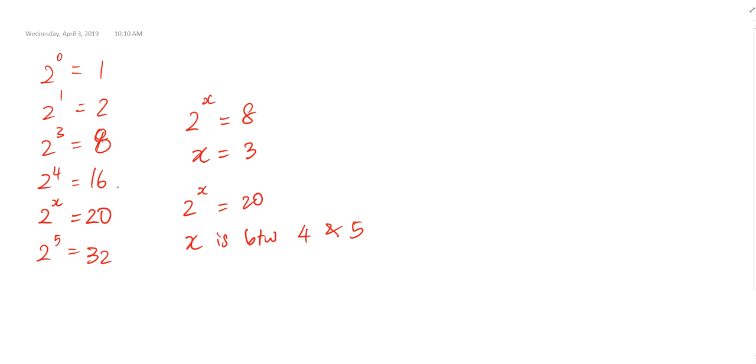16 and 20, this difference is 4, this difference is 12. So do you think it will be nearer to 4 or nearer to 5? Okay, nearer to 4. I can agree with this explanation. So it will be between 4 and 4.5, right? I want you to refine it further. How? 4.25? 4.33? Why 4.25?